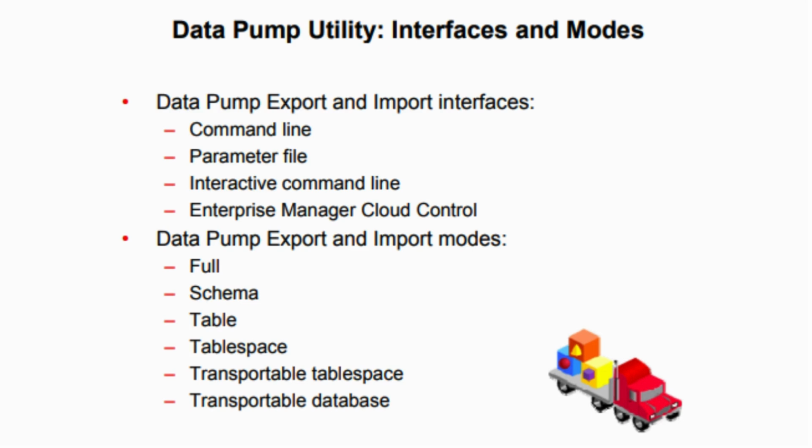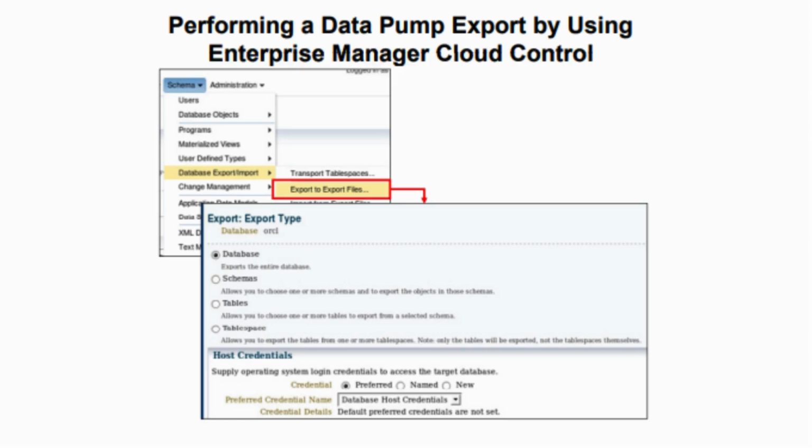The available modes are listed in the slide and are the same as in the original export and import utilities. Enterprise Manager Cloud Control provides a wizard to guide you through the process of performing a data pump export and import procedure. The example in the slide shows a data pump export. From the database homepage, expand the Schema menu, select Database Export, Import, and then select Export to export files to begin a data pump export session.